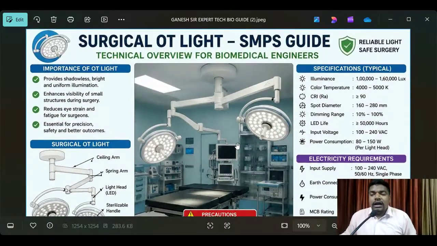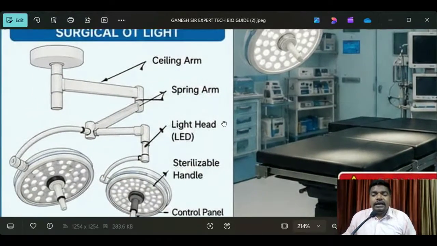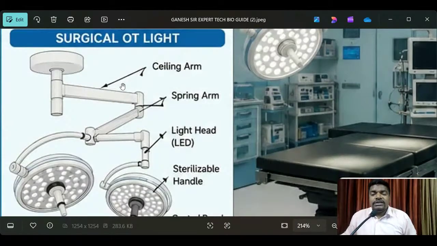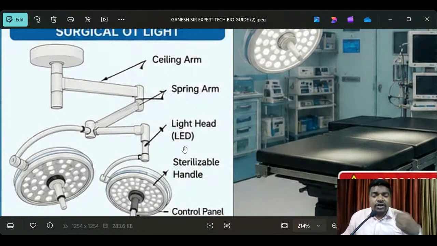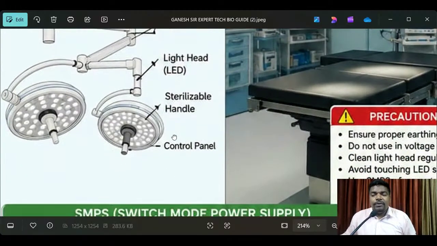Now I want to show you. First of all, I have shown you the purpose very clearly, I hope. See here: surgical OT light, ceiling arm, spring arm, and a light head LED. These are all names you have to keep in your mind, right? Because sometimes, based on a complaint, we have to react and resolve. And the sterilizable handle and control panel. See here. Okay, I hope you got it.